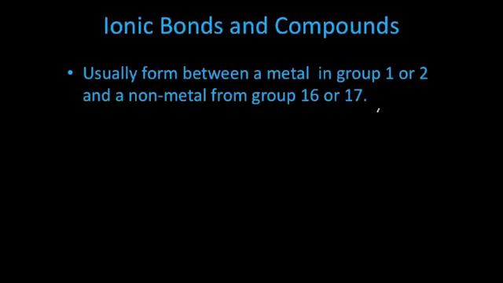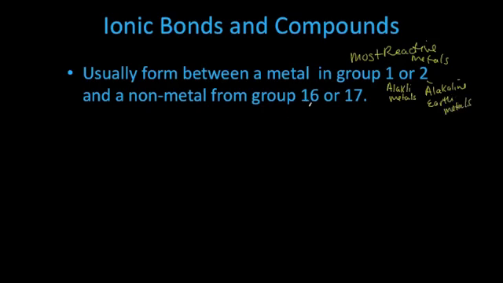They usually form between a metal in group 1 or 2 and a nonmetal from group 16 or 17. Well, when I say usually, the reason I say usually is because these groups 1 and 2 are the most reactive metals. Okay? Group 1, remember, is called the alkali metals. And group 2 is called the alkaline earth metals.